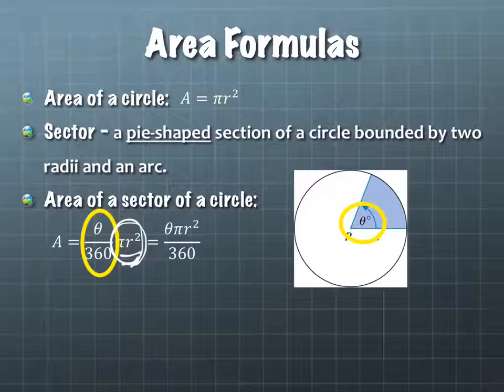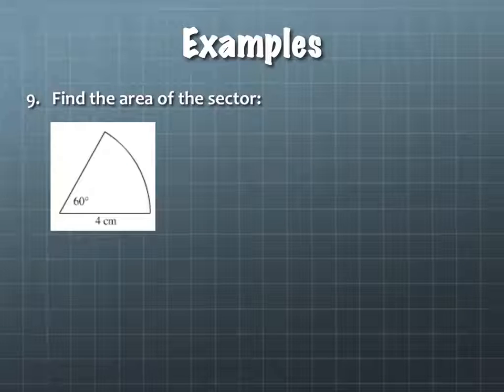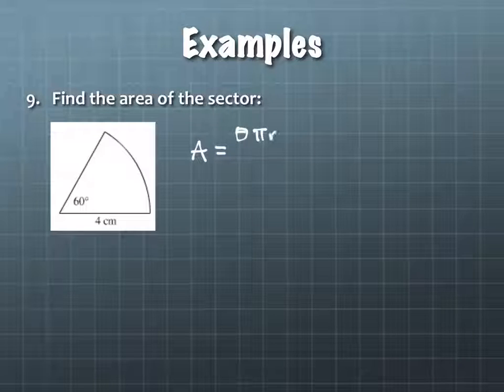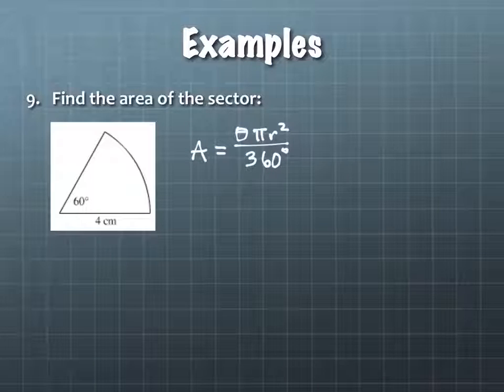So we're going to do two examples. One of them is a very straightforward, find the sector's area. The other one is a little bit more interesting of an application. So we have a piece of pie here, so to speak, or pizza or whatever, and we're trying to find the area of this particular sector. Our formula that we had just encountered was theta pi r squared over 360.